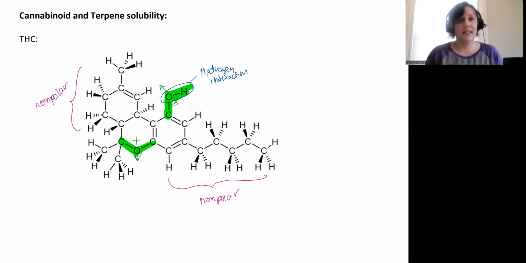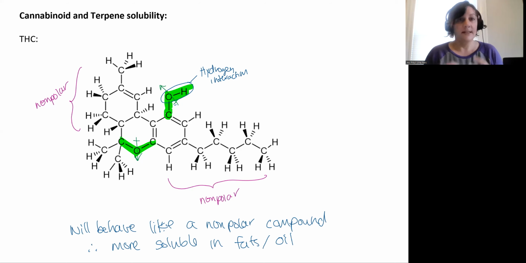And so we'll see this THC compound actually interact more as a nonpolar compound than it would a polar compound. It'll have better solubility in oils or fats than it will in water. Some of this compound will dissolve in water, but it'll just be a much smaller amount than what would dissolve in a fat or an oil.